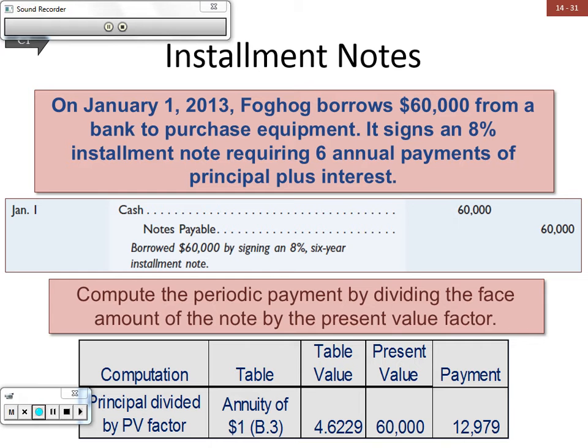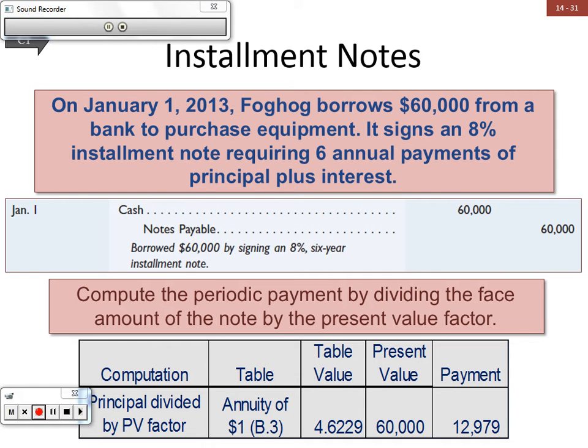4.6229. How many periods? 8%. How many periods? 6. Six periods. No, it's 4.6. Yeah, it's 8%. The only time we divide that percent is when it's semi-annual payments. In this case, it's not semi-annual payments. These are just annual payments every single year that we can count 6 years in total. So 6 years at 8%, the rate is 4.6229. We're going to take that 4.6229 and multiply that by what? The 60,000. Which gives you what? 12,970. Which is the total amount of our what? Payment. Principal and interest.